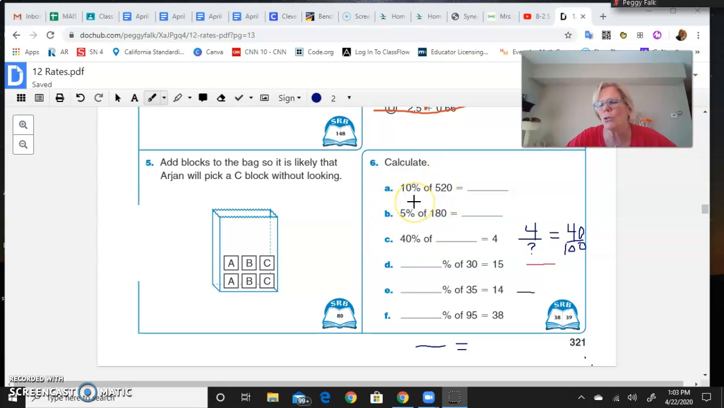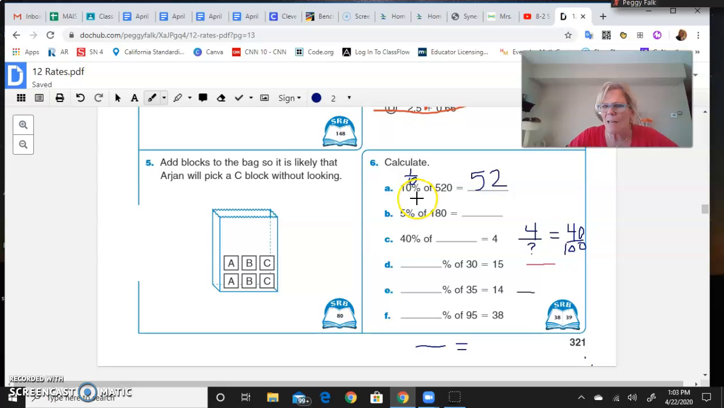Okay, so 10% of 520. These 2 problems you should be getting, because this is 4th grade. We did this a couple chapters ago. Well, 10% is the same as 1/10. And to find a fraction of a number, you take 520 and divide it by 10 equal parts, and you're going to get 52. And then I only want one of those. So 10% or 1/10 of 520 is 52.